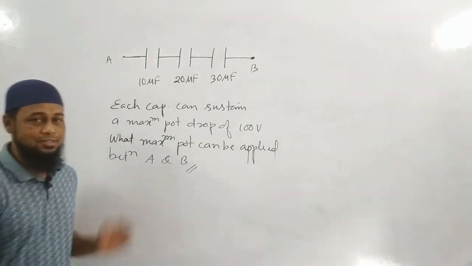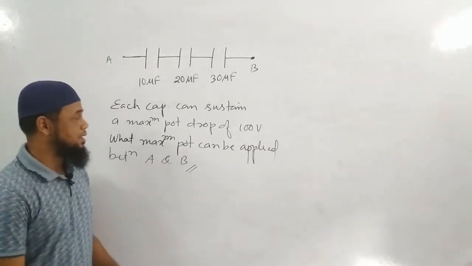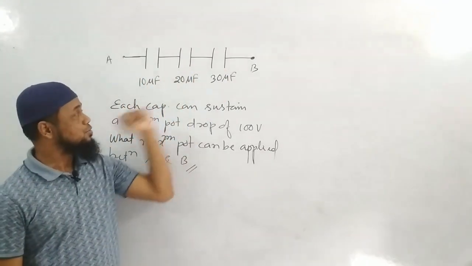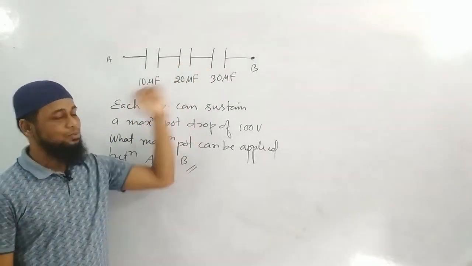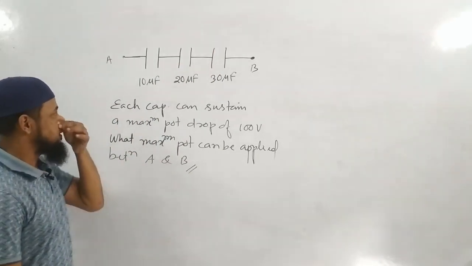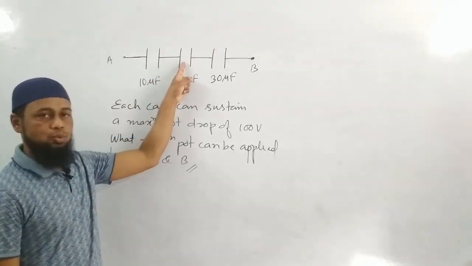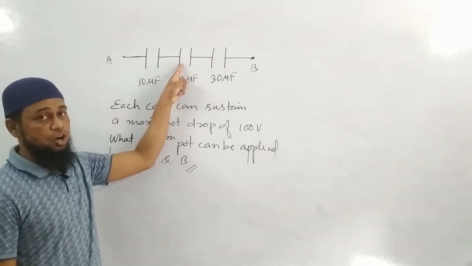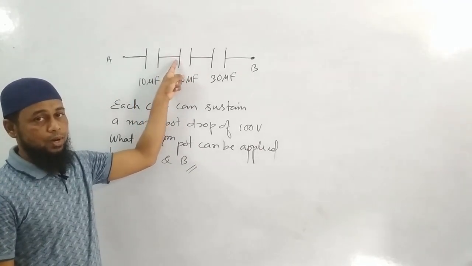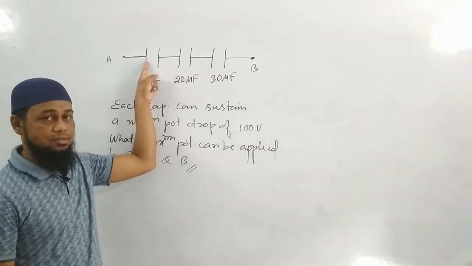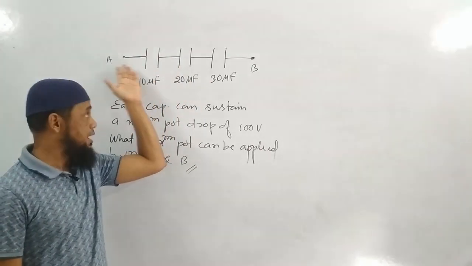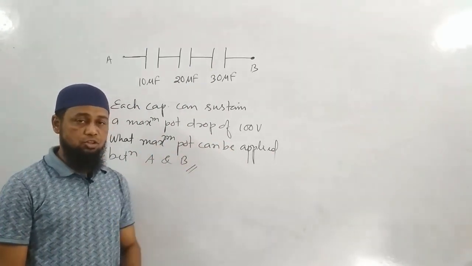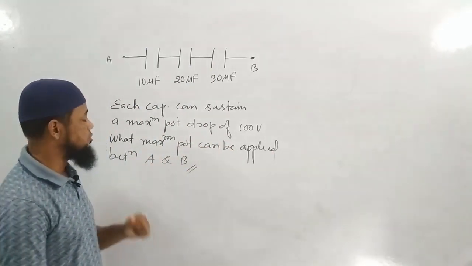Let us try to understand it. Listen carefully. The capacitances are in the ratio 1:2:3. For example, these 2 capacitors are in the ratio 1:2. So potential drops will be in the ratio 2:1. That means this potential will be half of this, since this capacitance is double of this. And they are all connected in series. What I am saying is applicable only for series connections, not for parallel connection.